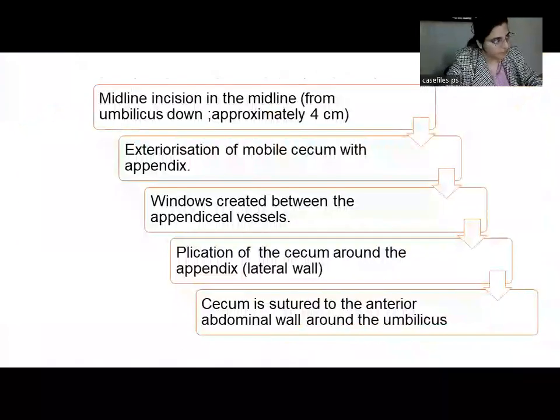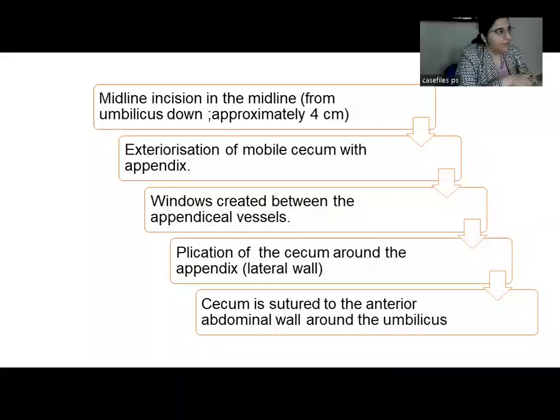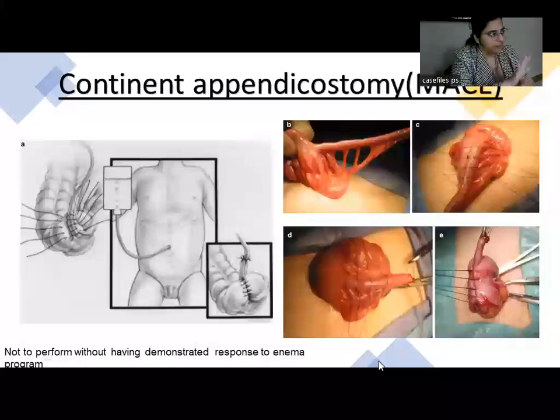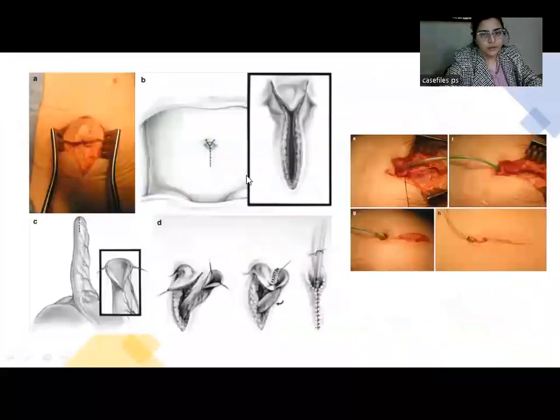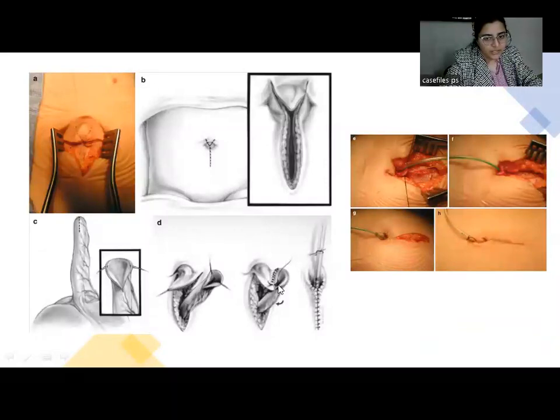But in the traditionally described approach, they have said that we create the window between the vessels and then we plicate the cecum around the appendix, somewhat similar to the fundoplication procedure which we do. And the cecum is sutured to the anterior abdominal wall. Now, this cecum will be attached to the anterior abdominal wall, and the distal end of the appendix, which is supposed to be brought out, is then spatulated and then anastomosed to the skin incision. This is the triangular skin incision, and the appendix is spatulated and brought out so as to form a narrow orifice.